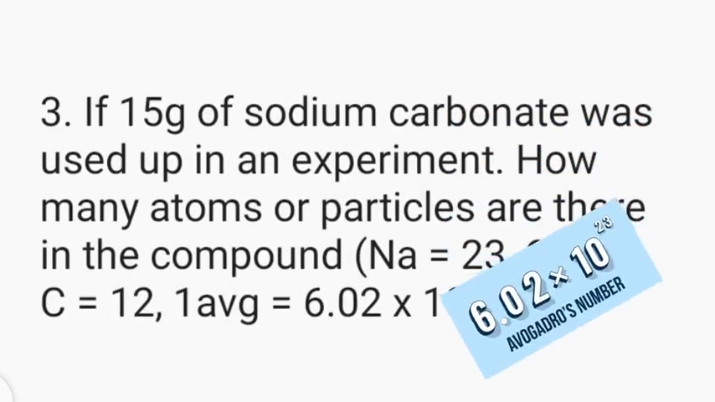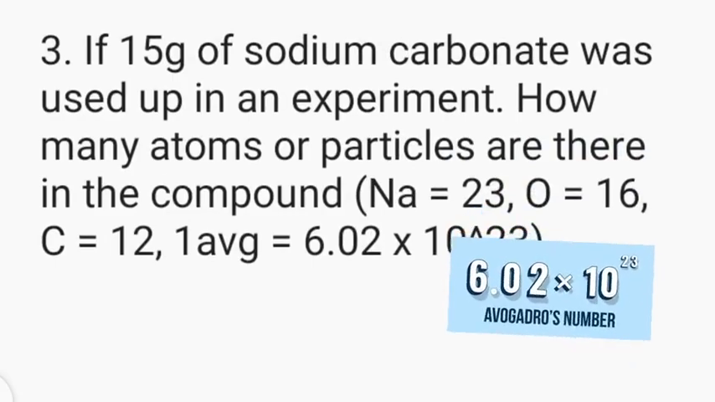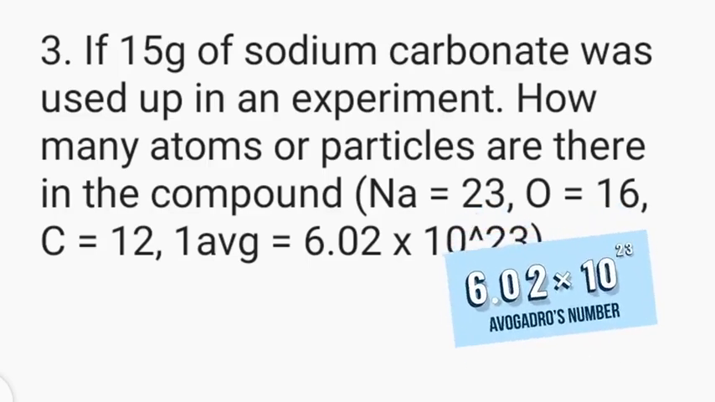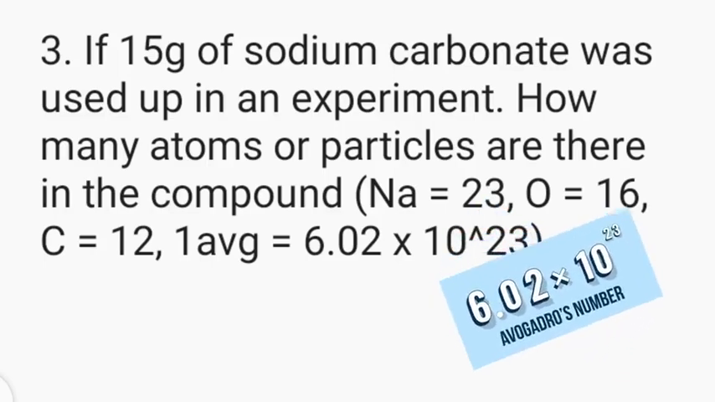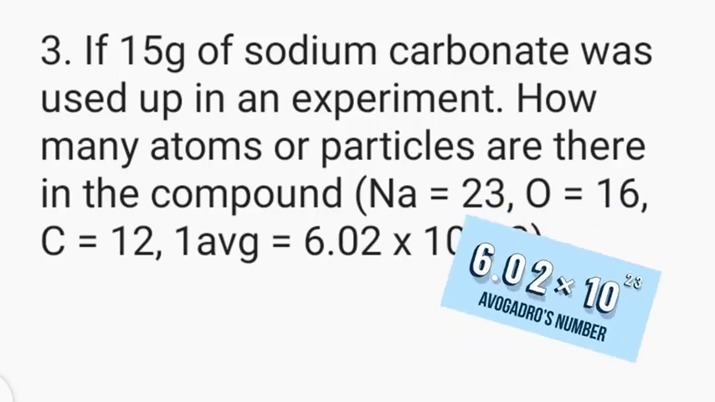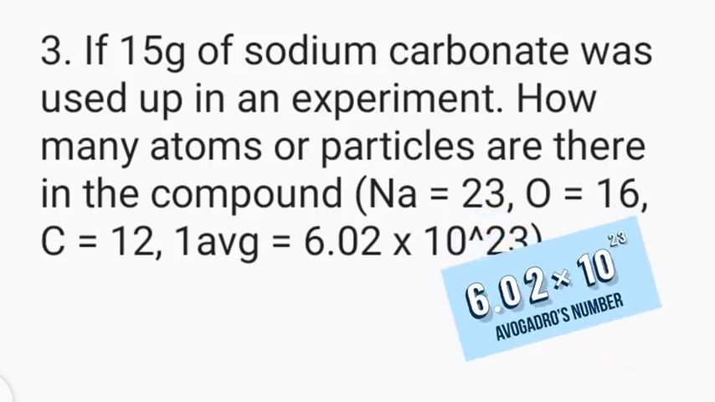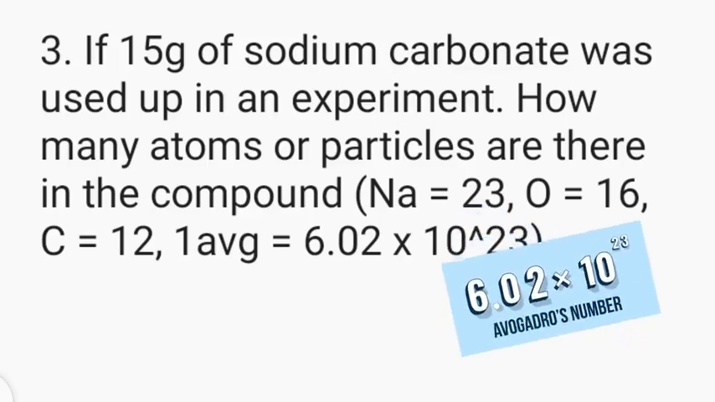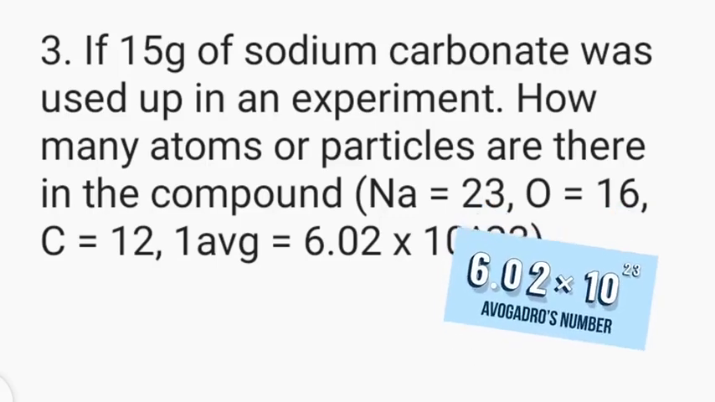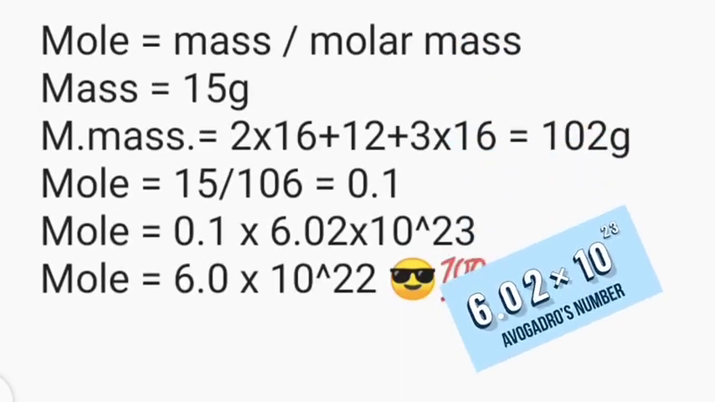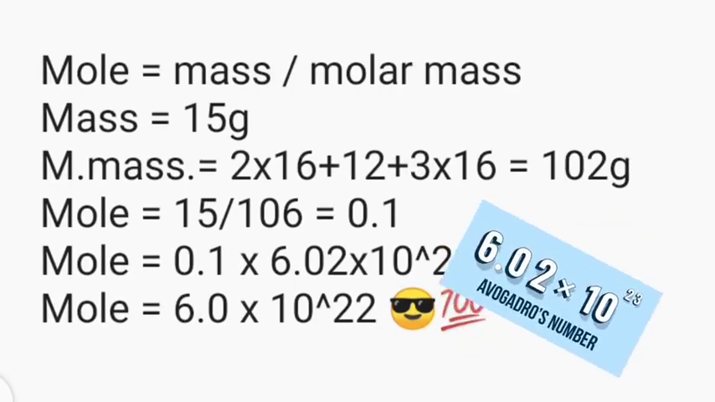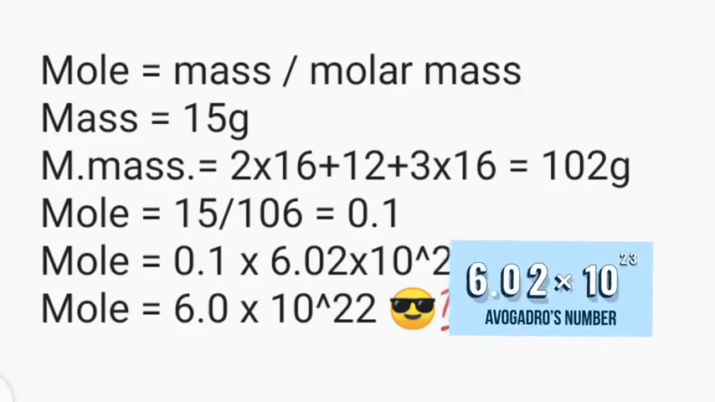The one that is a little bit different is this: if 15 grams of sodium carbonate, that's Na2CO3, was used up in an experiment, how many particles or atoms are there in the compound? We are given the atomic masses and Avogadro's number as 6.02 times 10 to the power 23. How do we do that? The first thing is to calculate the mole. Mole equals mass over molar mass. Let us write our parameters. Mass was given as 15 grams.